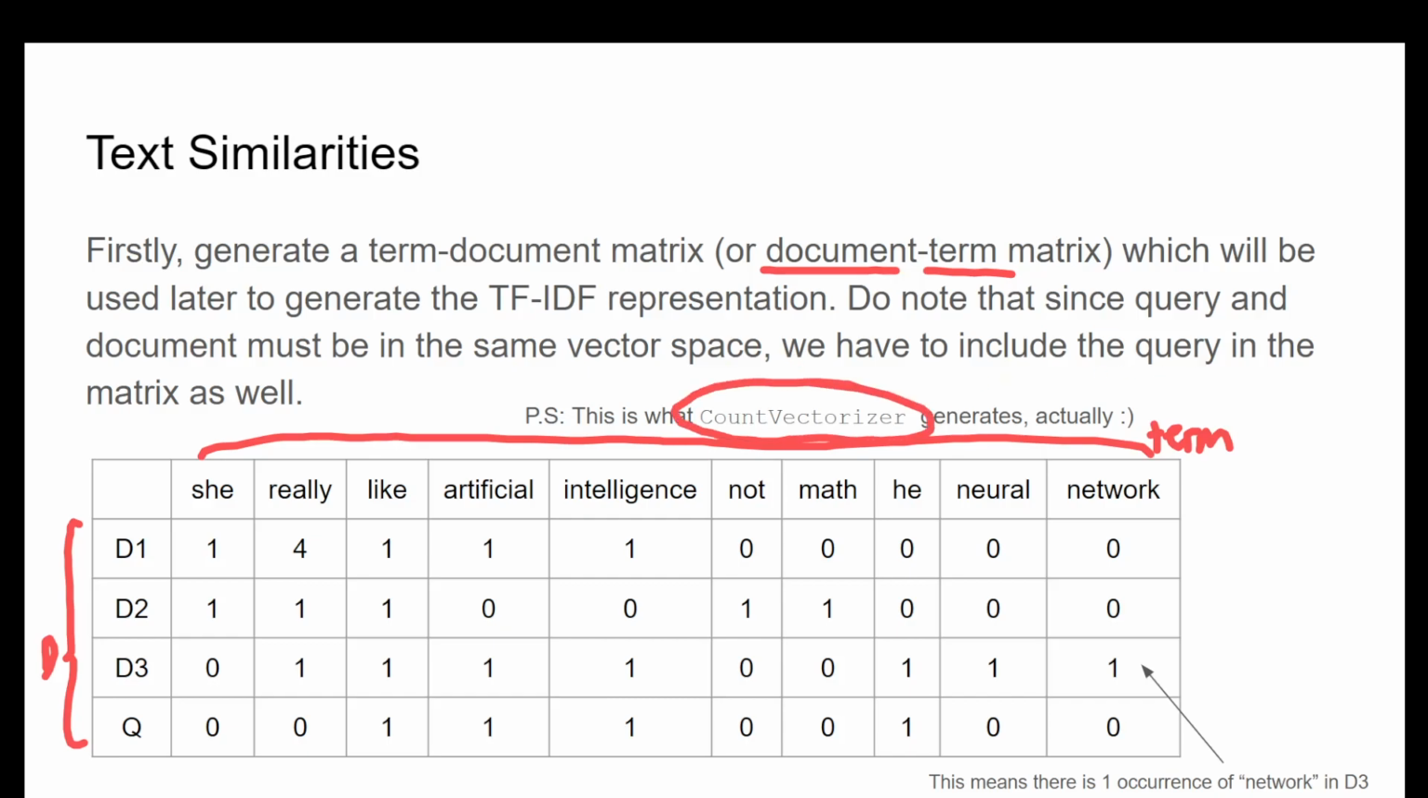If you use this library provided by sklearn, the count vectorizer generates this kind of matrix. And how do we interpret this matrix? If we take a look at this cell, it means that there is one occurrence of that word in document 3. That's pretty simple, and that's how you interpret this term document matrix.